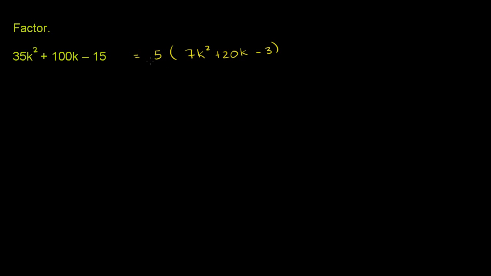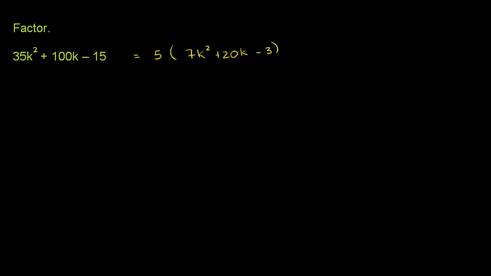So we were able to factor out a 5, but we still don't have a 1 coefficient here. So we're still going to have to factor by grouping. But at least the numbers here are smaller, so it'll be easier to think about it in terms of finding numbers whose product is equal to 7 times negative 3 and whose sum is equal to 20. So let's think about that.